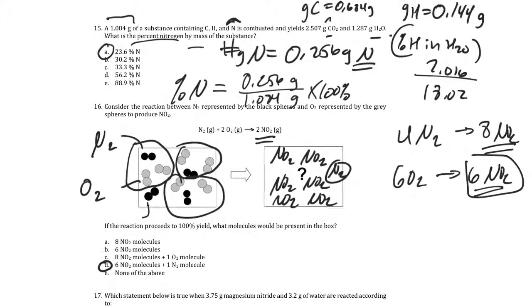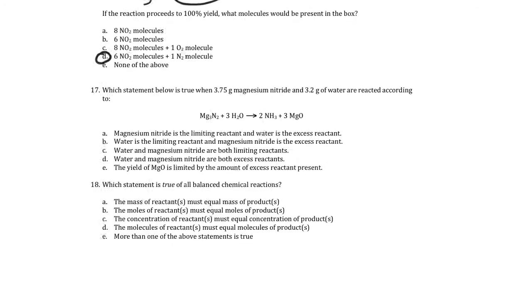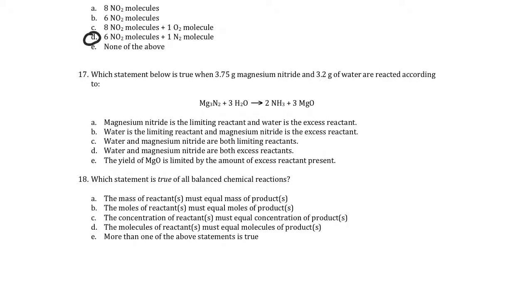But hopefully you can picture or imagine the considerations of the reaction regardless of the way the problem's being presented. Like 17, which statement is true when we have magnesium nitride and water being mixed together and reacted according to the reaction? So one says one's the limiting, the other's the excess. The other says the other's the limiting, the other's the excess. One says they're both limiting, one says they're both excess. And one says the yield of MgO is limited by the amount of excess reactant present.